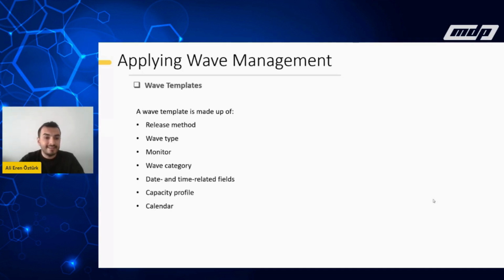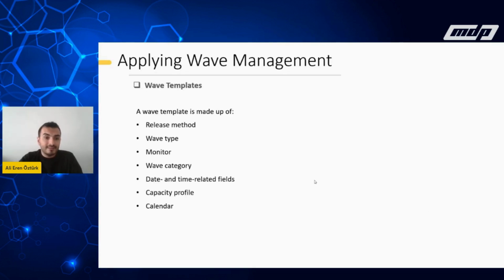So for the date and time related fields, which is an important fact here, you can basically decide on the completion dates, starting time of the picking activity, completion time of the wave, cutoff time. So basically you can plan ahead everything you want to control your outbound delivery inside that wave and then assign it to the wave template itself.